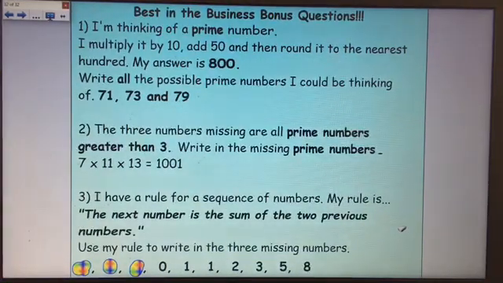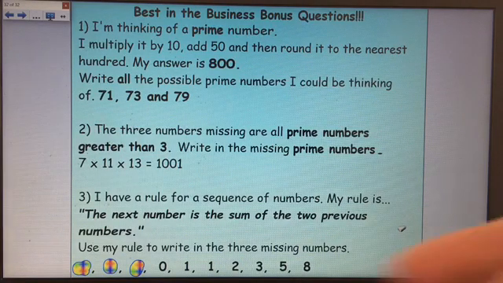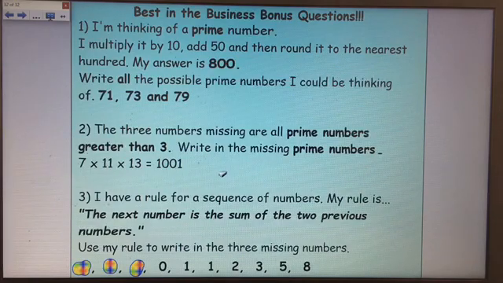Okay, so let's have a look at the last question. I have a rule for a sequence of numbers. My rule is the next number is the sum of the two previous numbers. Use my rule to write in the 3 missing numbers. So let's have a look at this rule here. The next number is the sum of the previous 2 numbers. So that means if you add the previous 2 numbers together, you get the next number, because of course sum means to add.